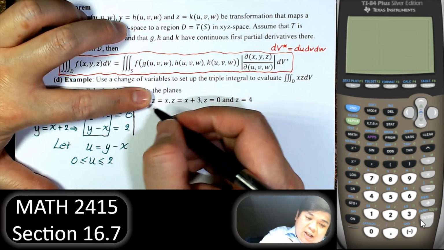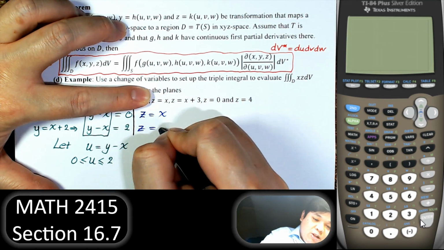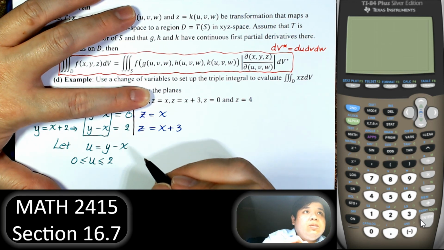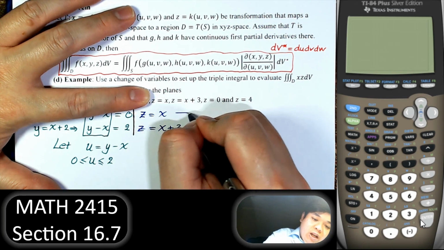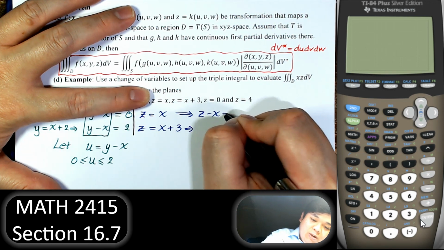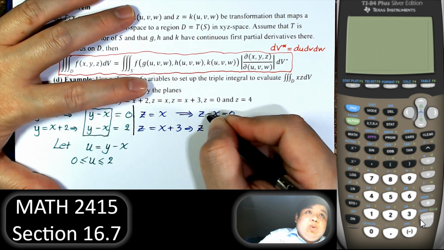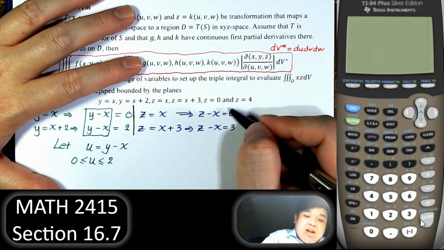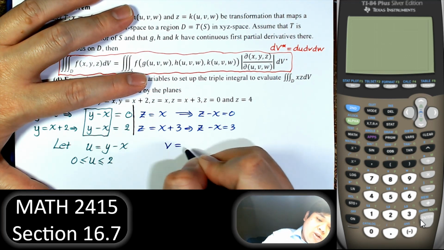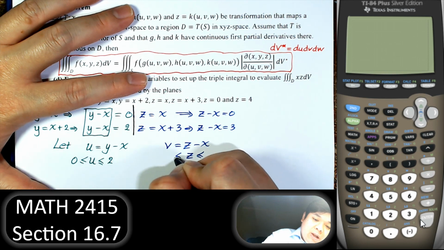Next is z equal to x, z equal to x plus 3. So move things around. z minus x equal to 0, z minus x equal to 3. So we have the same thing on the left hand side, the right hand side is constant. So in that case we will let v equal to z minus x, and v goes from 0 to 3.